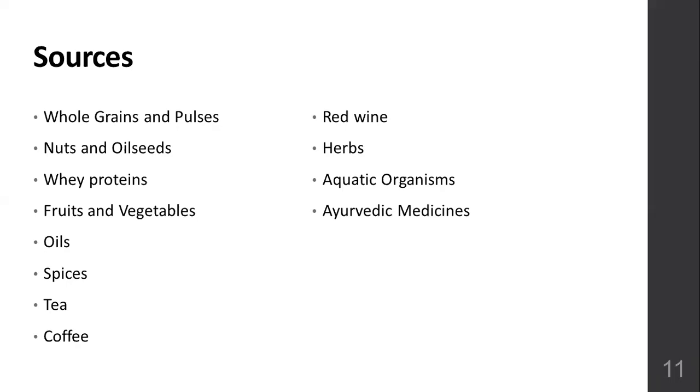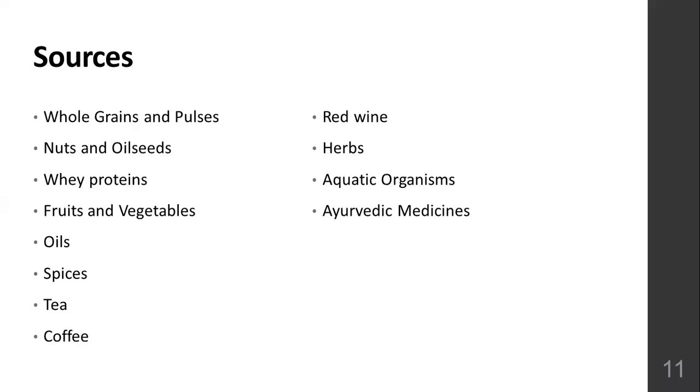Coming to tea, it has enough amount of flavonoids. The antioxidant property of tea is through the presence of flavonoids. The antioxidant present in a cup of tea is much more than the antioxidants present in a cup of orange juice. Okay, it is more potent. Black tea and green tea both have antioxidants, and more consumption of green tea and black tea can reduce the risk of coronary heart disease.